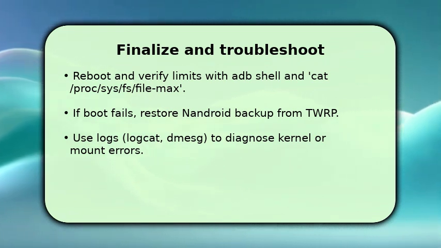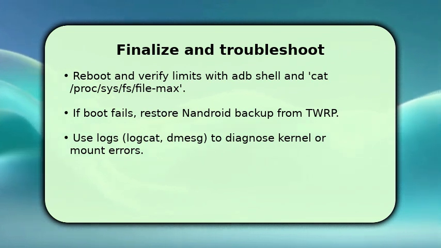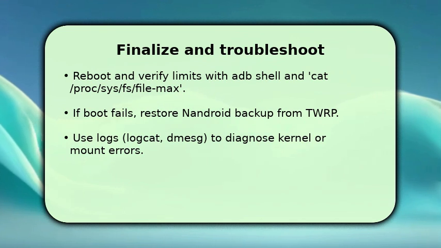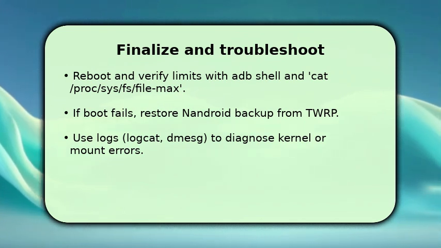If mounts fail or kernel panic happen, collect logcat and dmesg outputs, then revert recent edits or try alternate fstab parameters. One key troubleshooting tip: always keep a separate backup image and test changes incrementally to isolate failures.